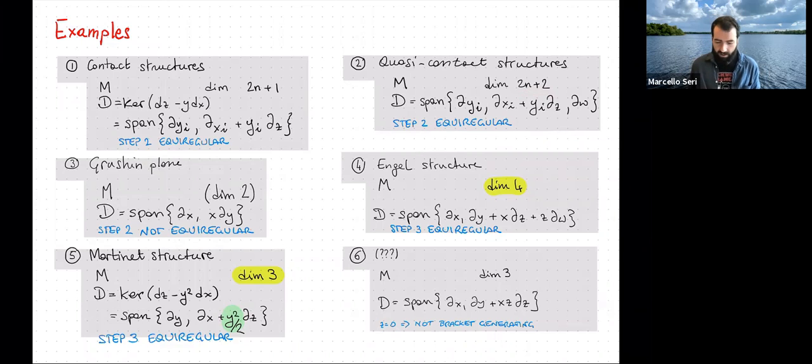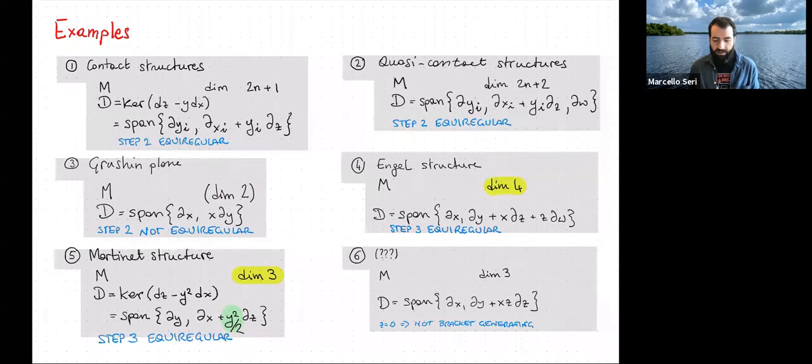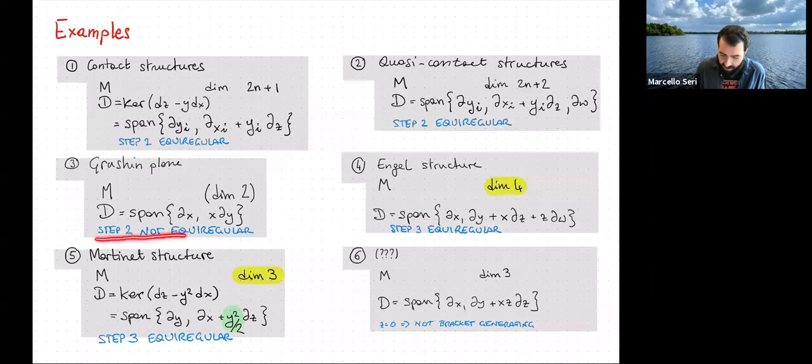In 2D, we have M with the distribution spanned by dx and x dy. And here you see a non-equiregular distribution. When x is 0, you lose this direction. So when x is 0, this distribution has dimension 1. And so this is our first example of non-equiregular. I put Engel just for Alvaro.